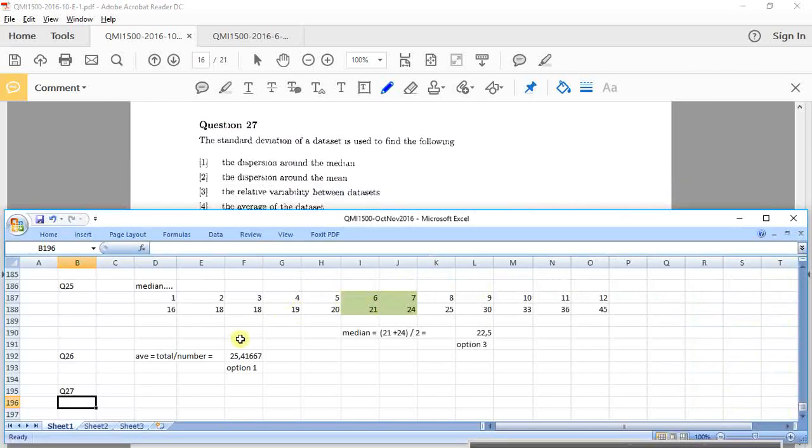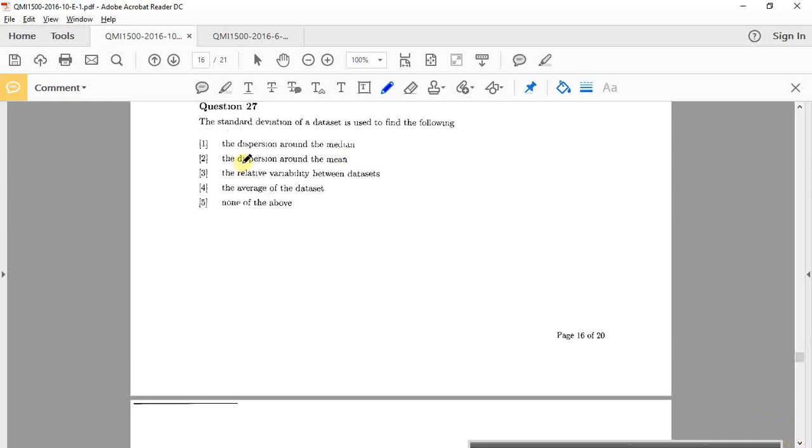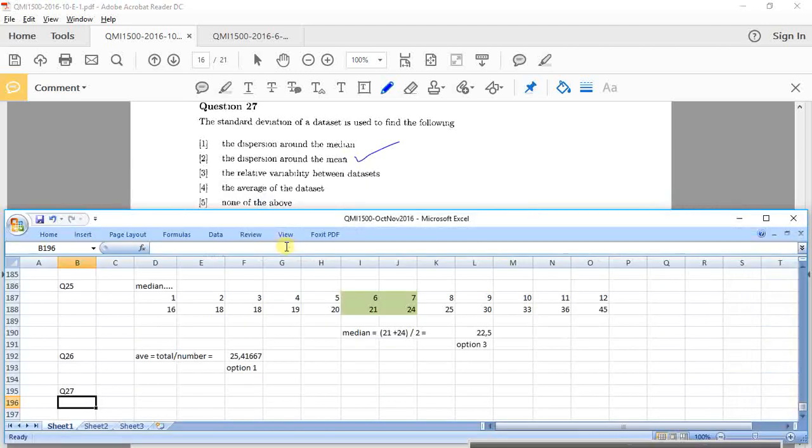Okay, 27 is theory. Standard deviation of a dataset is used to find the following. The dispersion around the median, no. The dispersion around the mean, yes. Relative variability between datasets, no. Average of the dataset, no. Okay, it's 2.